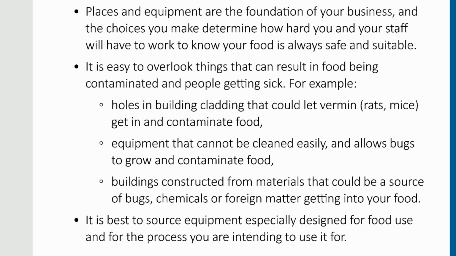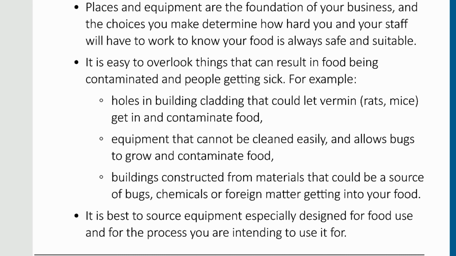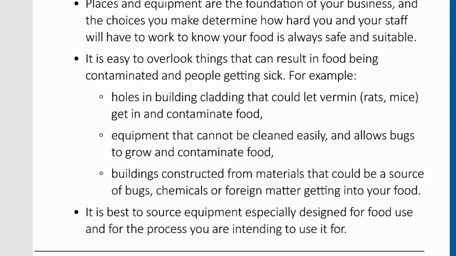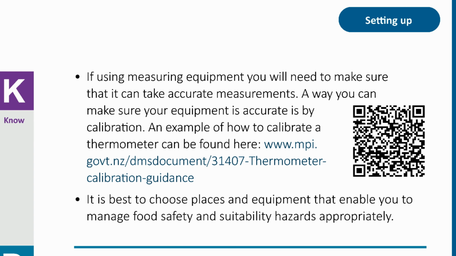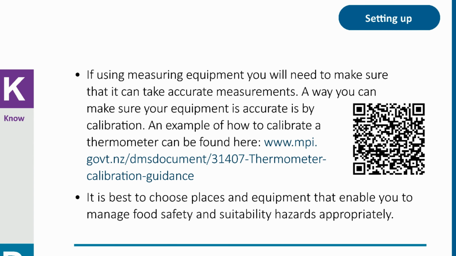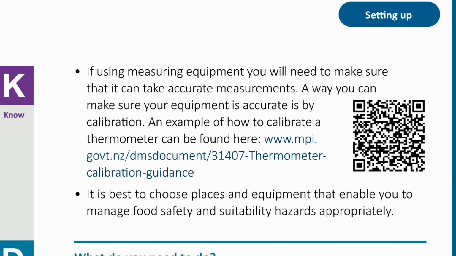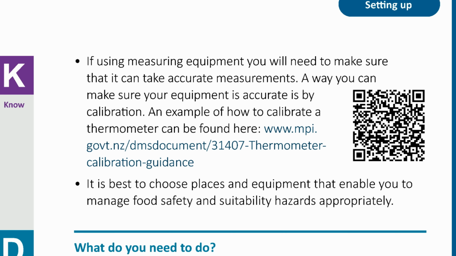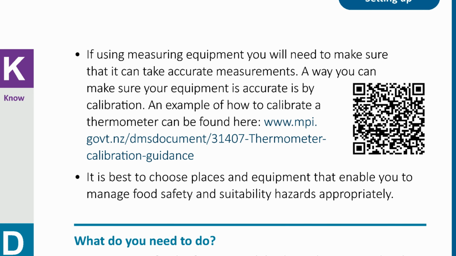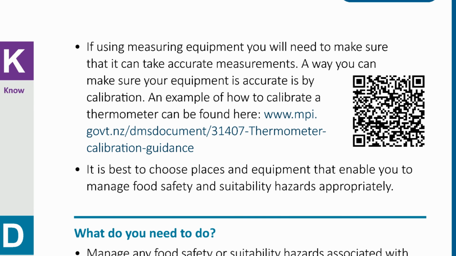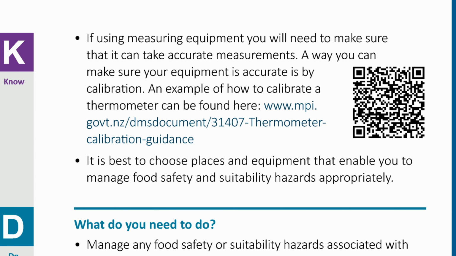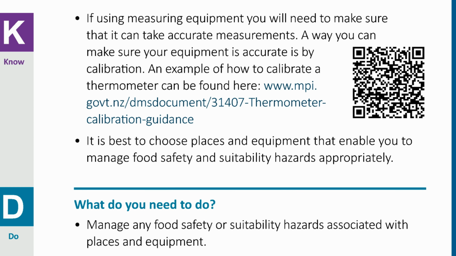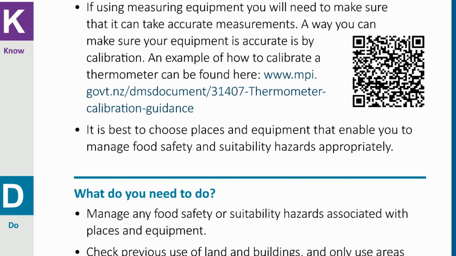It is best to source equipment especially designed for food use and for the process you are intending to use it for. If using measuring equipment, you will need to make sure that it can take accurate measurements. A way you can make sure your equipment is accurate is by calibration. An example of how to calibrate a thermometer can be found by using this link or scanning the QR code. It is best to choose places and equipment that enable you to manage food safety and suitability hazards appropriately.